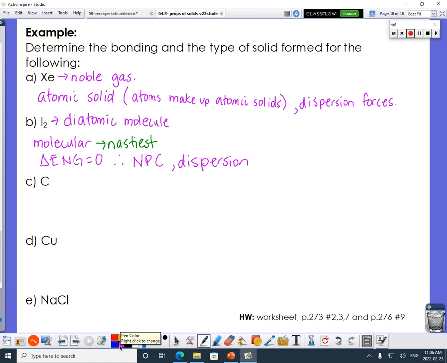Yes, and you could actually write London. You can write London dispersion. All of that would be the same. It is the nastiest because the molecular has different categories. Okay?